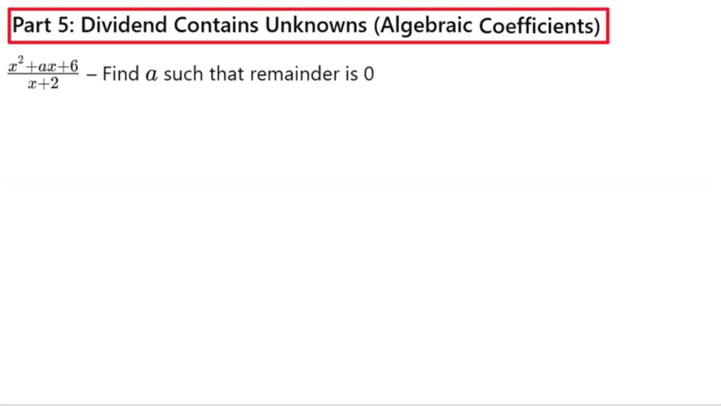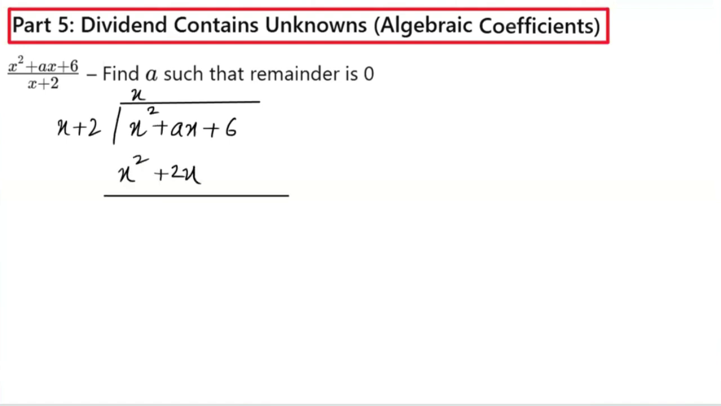So they are saying find a such that the remainder is 0. Let's go. Okay, so this will be x squared plus ax plus 6. And I'll write my divisor outside, which is a linear. And another way of looking at this problem is that you can say that x plus 2 is a factor of this polynomial. So x times this gives you x squared plus 2x.